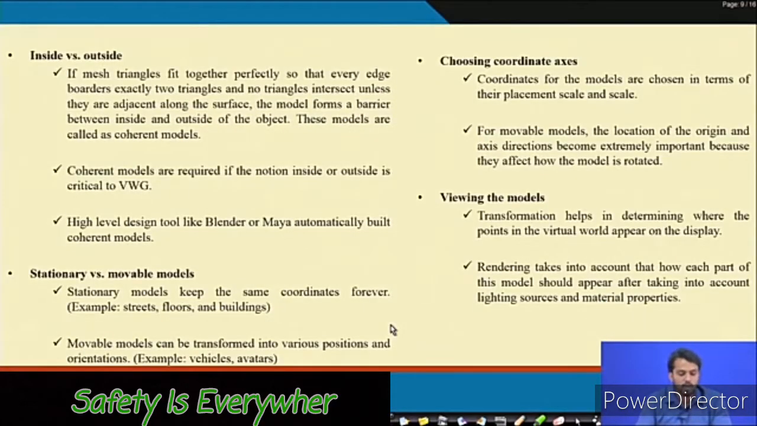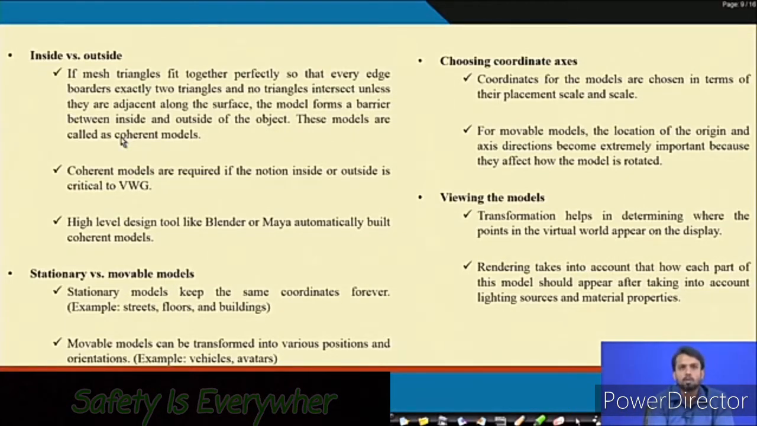So along with that, we have to consider another property of this triangle, that is inside versus outside. If the mesh triangles fit together perfectly, so that every edge borders exactly two triangles and no triangles intersect unless they are adjacent along the surface, the model forms a barrier between inside and outside of the object. This property of models is called the coherent property, and these models are called coherent models.